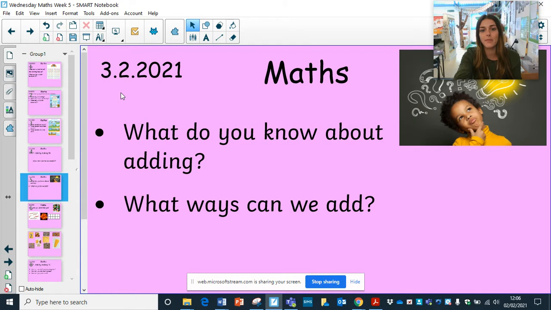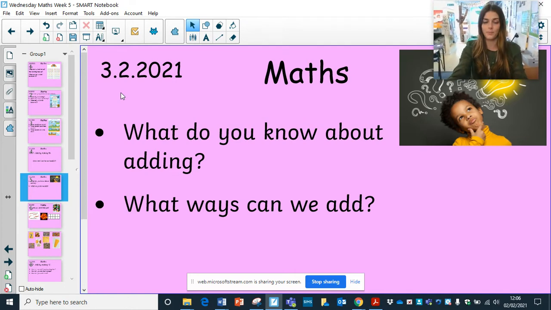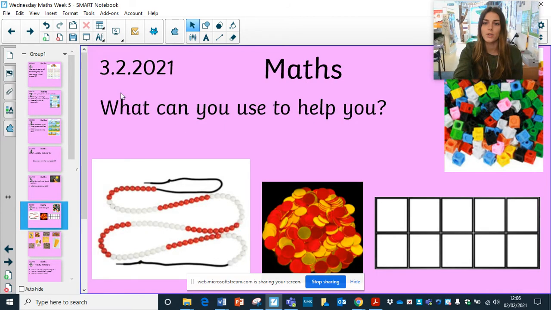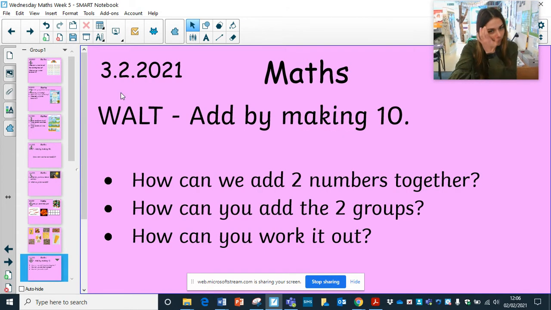Can you remember from yesterday what you know about adding and what ways we can add? Thinking back to this week, what we've learned so far, can you remember or talk about what you already know? What can you use to help you? There are some ideas there, objects that you might have lying around your house. Like I said before, you don't have to use these ones. These are just suggestions, so get creative and use what you can.